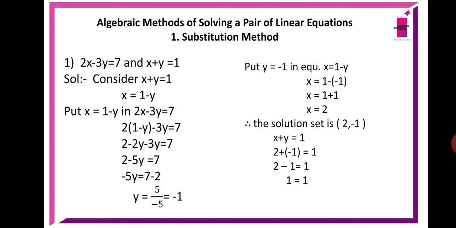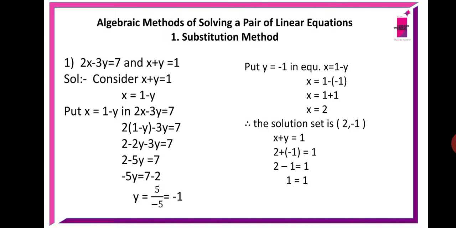I repeat, we take any one of the equations. In that, one variable is taken in terms of the other variable, and that value is substituted in the next equation. Then you will get an equation with one variable, a linear equation in one variable, which is called a simple equation. Then you find the value of that one variable.